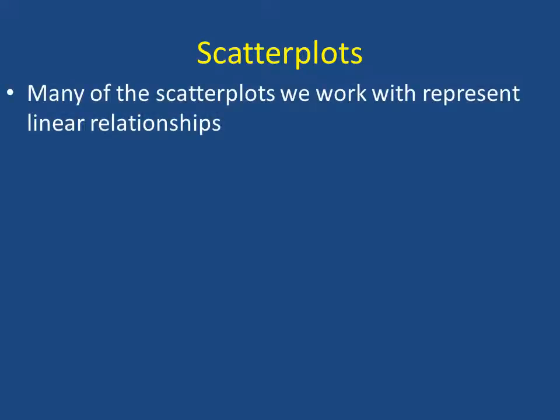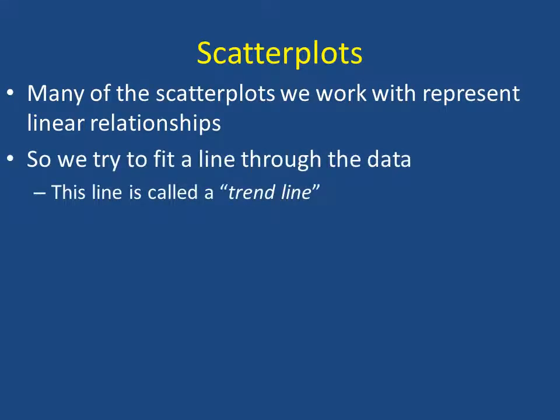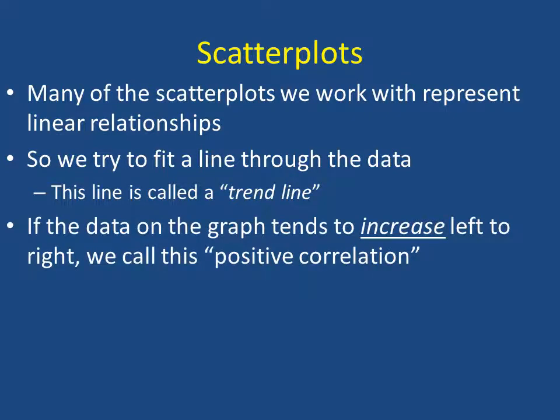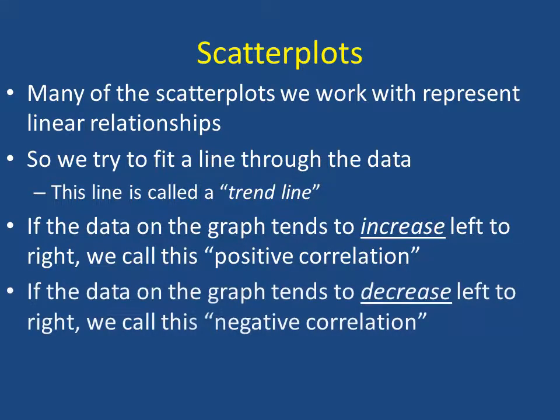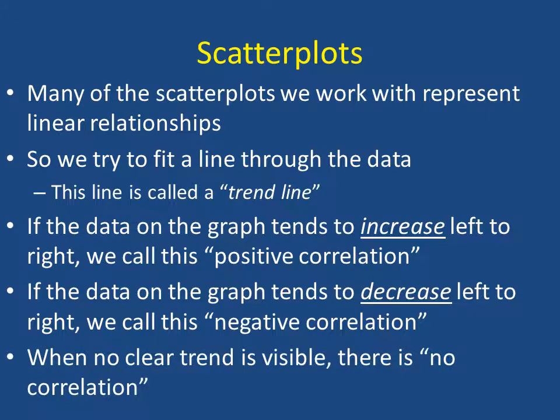And since many of the scatter plots that we work with are going to represent linear functions, we're going to put a line through the data, and that line is called a trend line. If the data on the graph tends to increase left to right, we would call this a positive correlation. If it decreases left to right, we call it negative correlation. And if no clear trend is visible, we say there's no correlation.